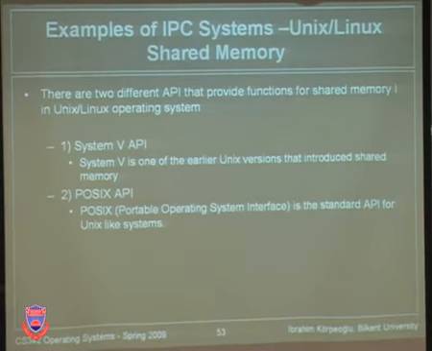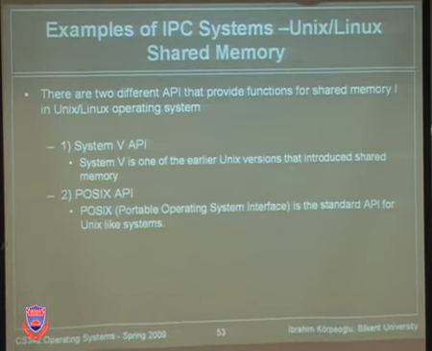Okay, let's look at some examples. We will give some examples from the Linux operating system, and for shared memory, what facility Linux or Unix provides so that applications can use it to exchange data. There are actually two different application programming interfaces, APIs, provided by the Unix and Linux operating systems. There are two different APIs that provide functions for shared memory operations in Linux or Unix.